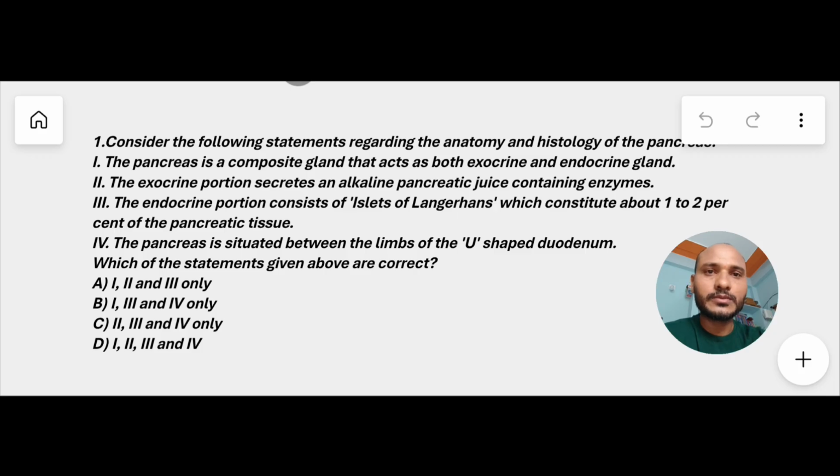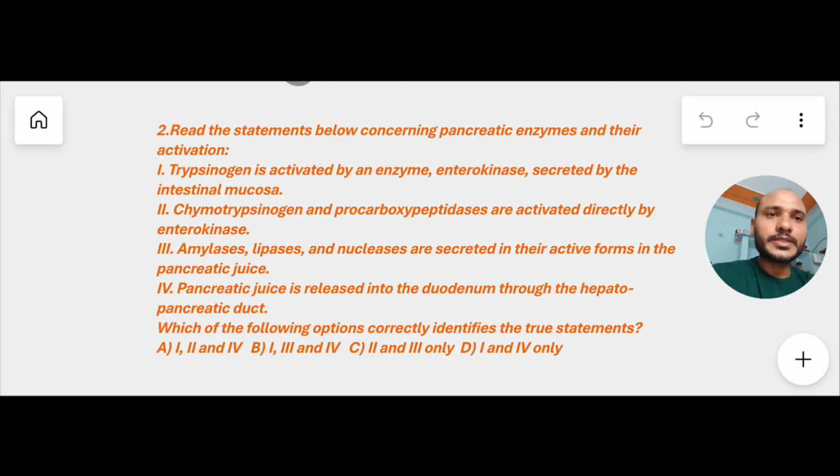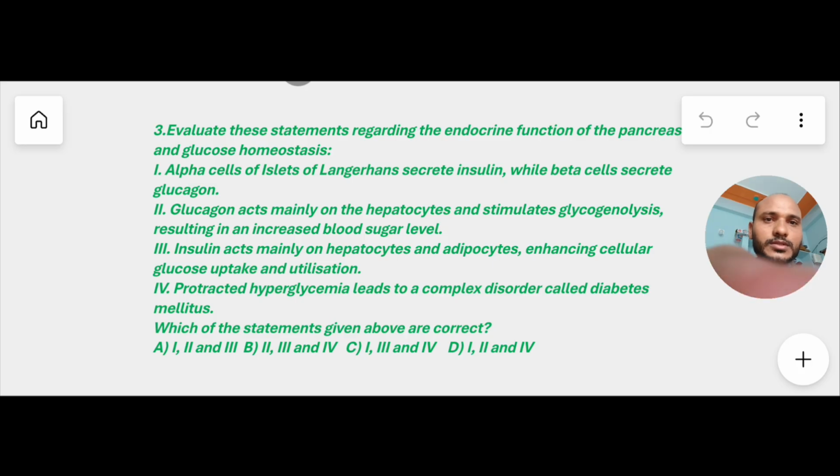MCQ here we have. Consider the following statements regarding the anatomy and histology of the pancreas. Here four statements are there. Which of the statements given above are correct? And one more MCQ, second MCQ here. Read the statements below concerning pancreatic enzymes and their activations. Here there are four options. Which of the following correctly identifies the true statement? And one more MCQ, third MCQ.